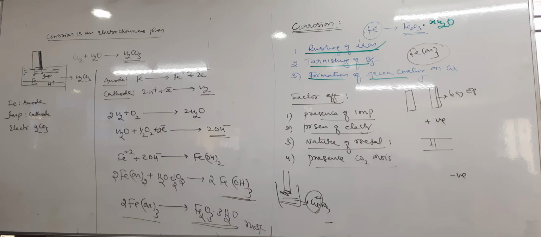Next, presence of air and moisture. Presence of air, moisture and other gases like CO2, SO2, etc. makes corrosion occur rapidly.